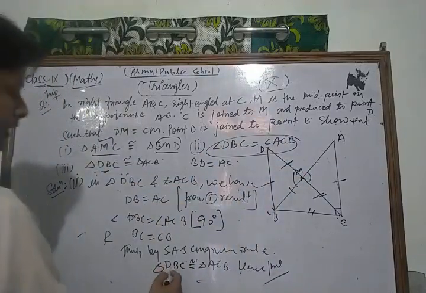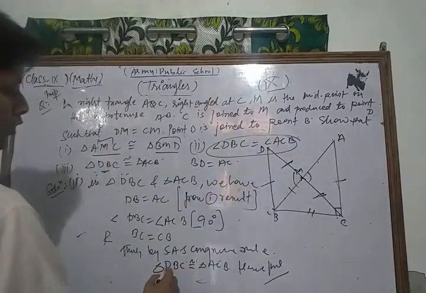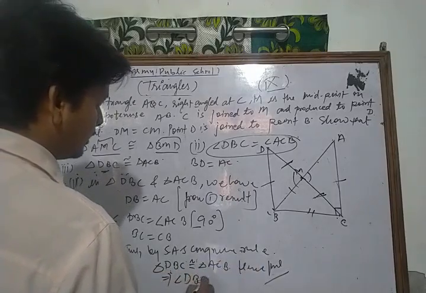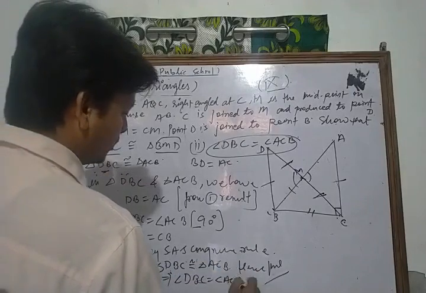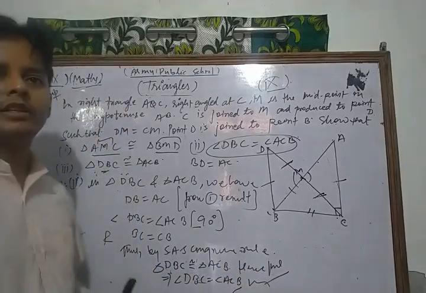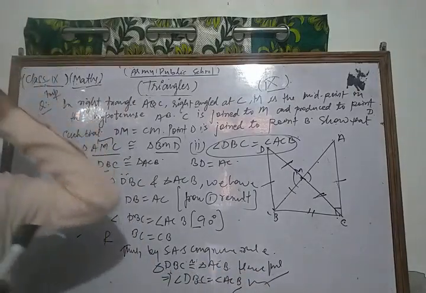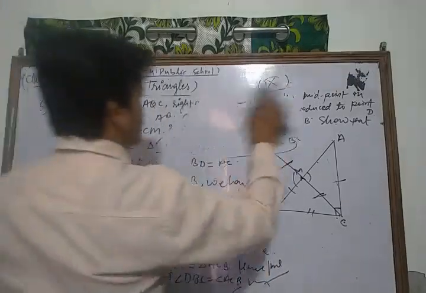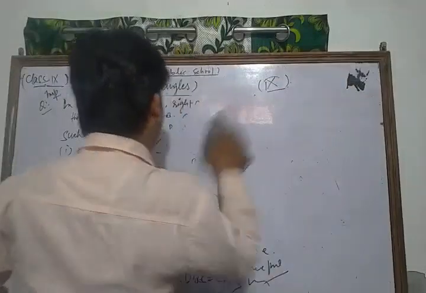And by CPCT we can prove that result also. By CPCT, corresponding parts of congruent triangles are equal, so angle DBC is equal to angle ACB. Hence proved. So this is the process to solve that type of question. Now we take and solve some other important questions of your syllabus.